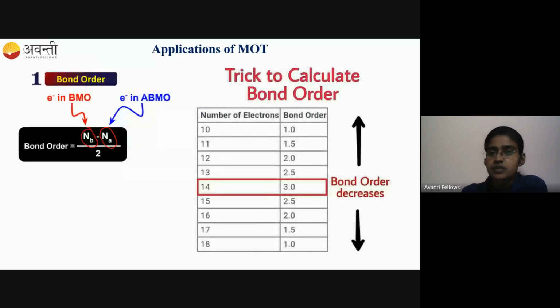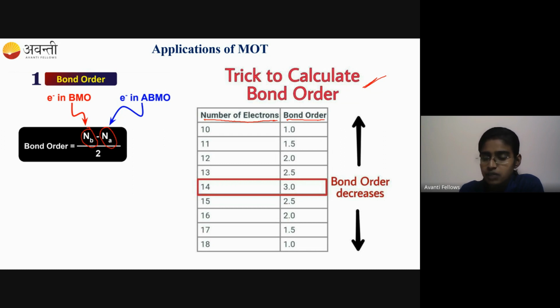use this trick table to calculate the bond order. How to use it? You just have to calculate the number of electrons. Using this number of electrons, you can straight away find out the bond order. Start from 10 electrons. If it is equal to 10, then the bond order is 1. Take from 10 till 18, take 14 as a reference. That is a standard point.